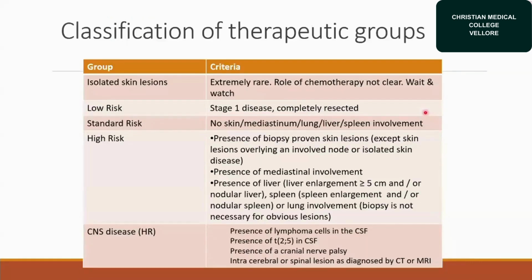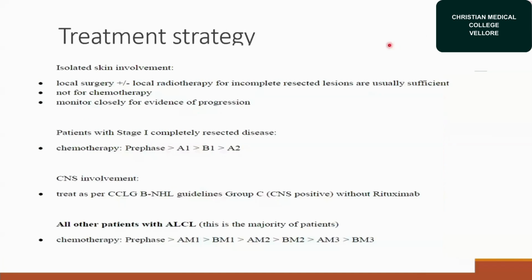So the implications of classifying are quite important. If we have isolated skin lesions, we only wait and watch. We do not treat them. In low risk disease or stage 1 disease, which has been completely resected, it is very light chemo with only 3 cycles of chemo. Standard risk disease is all other than skin involvement. Mediastinal disease, lung involvement, liver and spleen involvement makes it high risk, and CNS disease obviously gets a higher degree of treatment. So if it is isolated skin involvement, excision may be enough and we wait and watch.